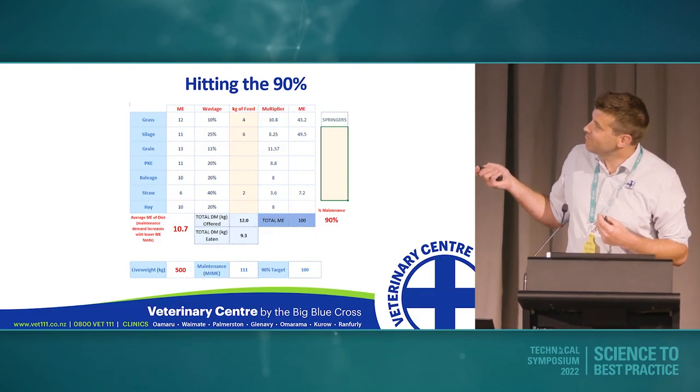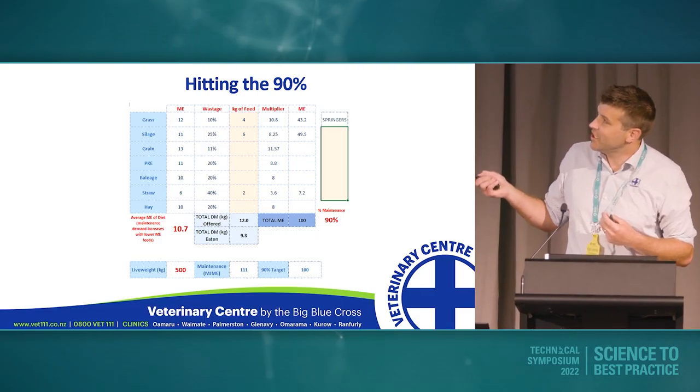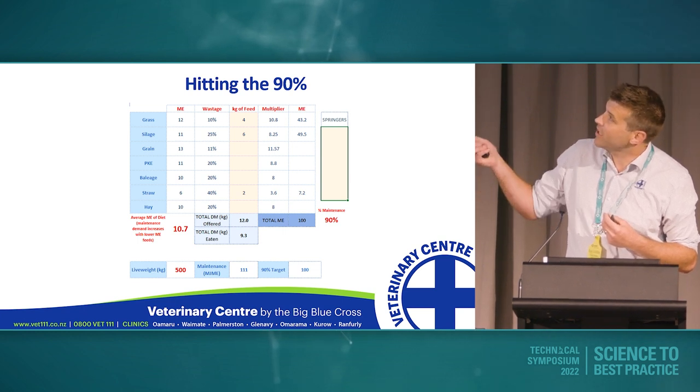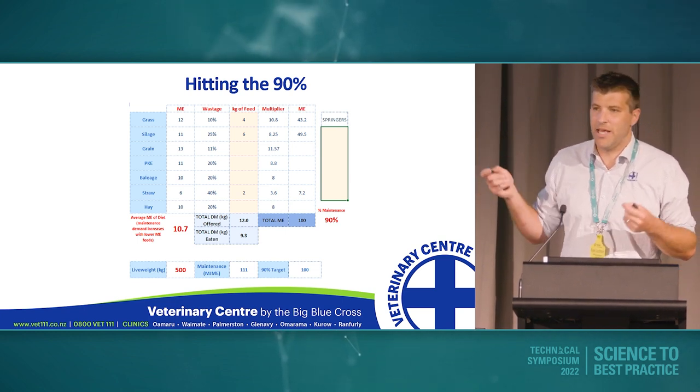So what we do in our practice is we start with a starting point of making sure that their proposed diet is hitting at least 90%. So in our practice, we've built just an energy calculator. It's pretty basic in the back end. All we're saying is they need to eat X amount of energy for, say, a 500 kg animal. Their current diet would hit 90%, bang.